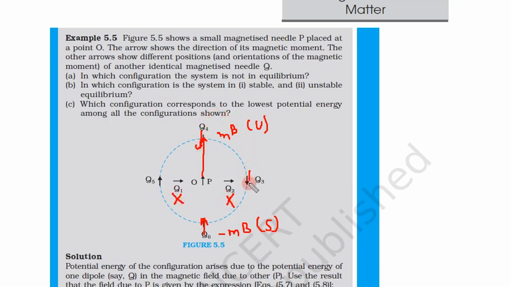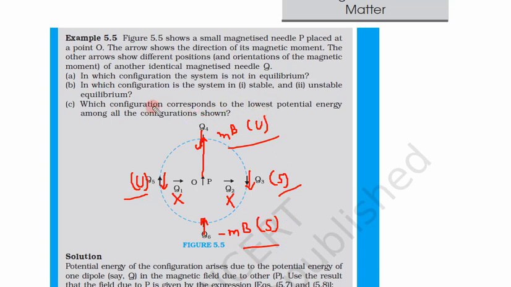If we go like this, the magnetic field is also in the same direction. So this one is also a stable equilibrium. And this one, if we go like this, the magnetic field is in this direction, so this is an unstable equilibrium. So we have got that this and this are in unstable equilibrium, and 3 and 6 are in stable equilibrium.